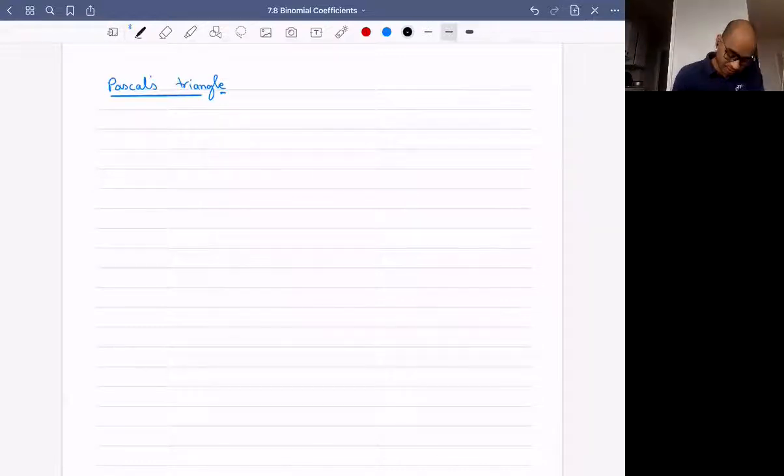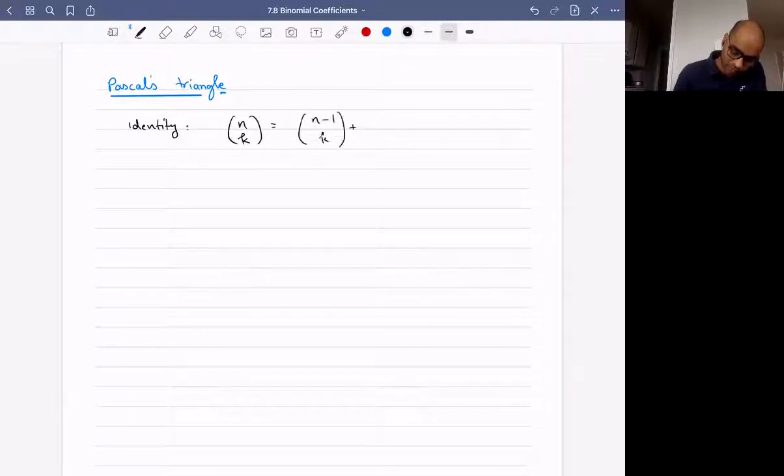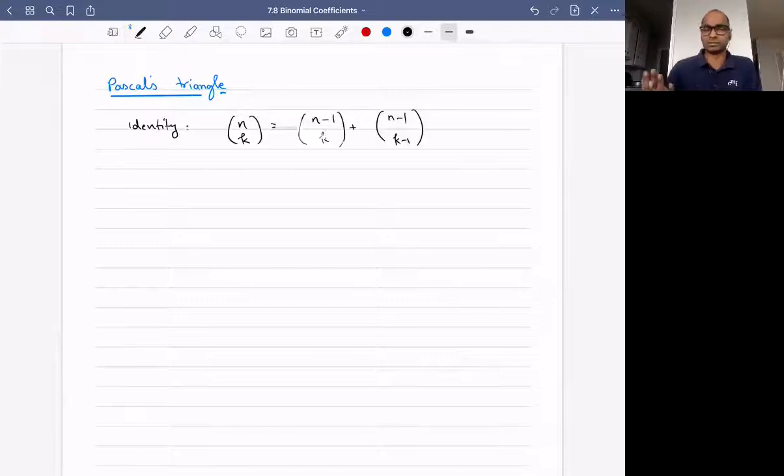Okay, so let's start with the result. So first thing is we have an identity which says that n choose k is n minus 1 choose k plus n minus 1 choose k minus 1. Okay, so yeah, there's nothing more to say. N choose k is n minus 1 choose k plus n minus 1 choose k minus 1. I don't think this identity has a name. Now, again, there are two ways of proving this. The first proof is algebraic, where you just expand out and see that the right-hand side equals the left-hand side.